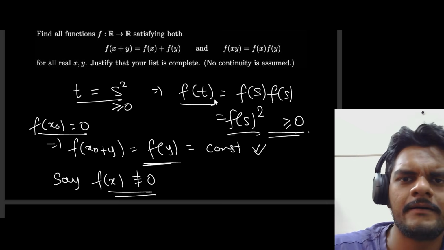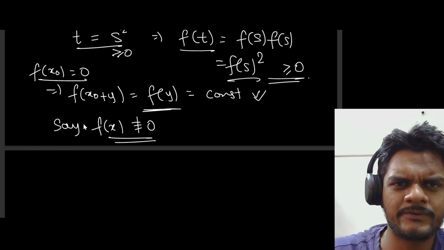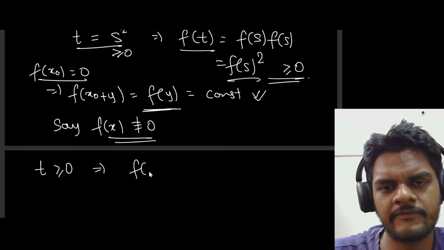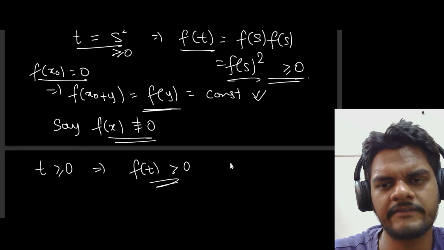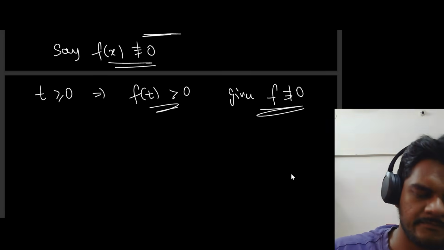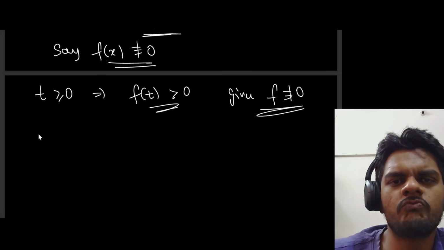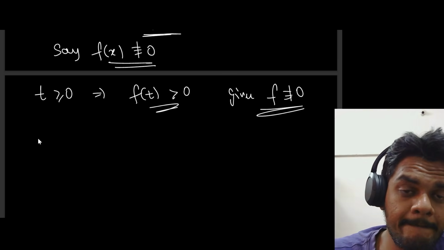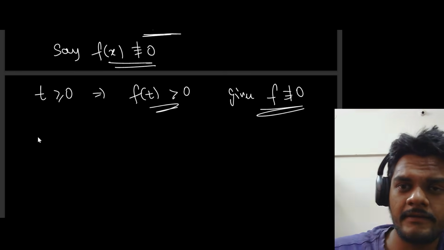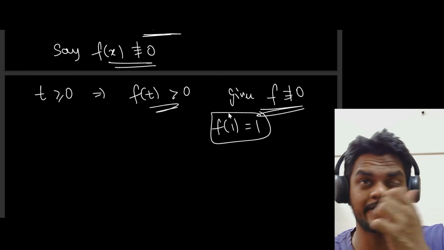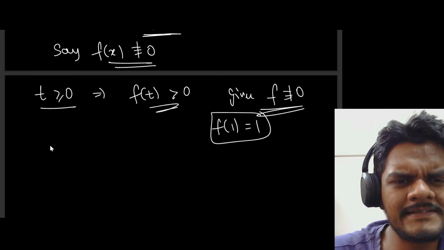Now, what else can I do? What is that saying, by the way? If t is positive or non-negative, that will imply f of t will be strictly greater than 0, given f is not identically 0, right? Okay. Now, what else can I say? If this is so, then f of 1 will be equal to 1 and all that. I think you can figure that out. I think that's easy.